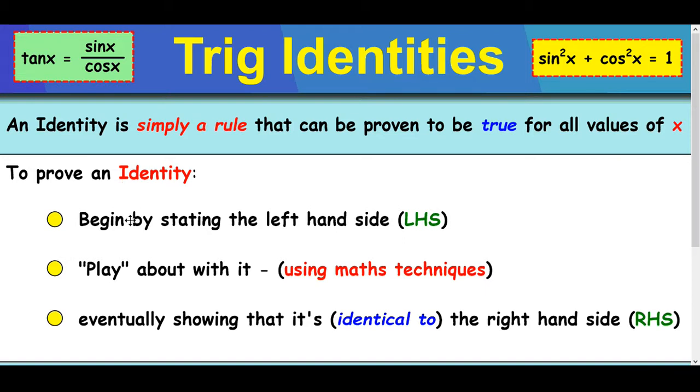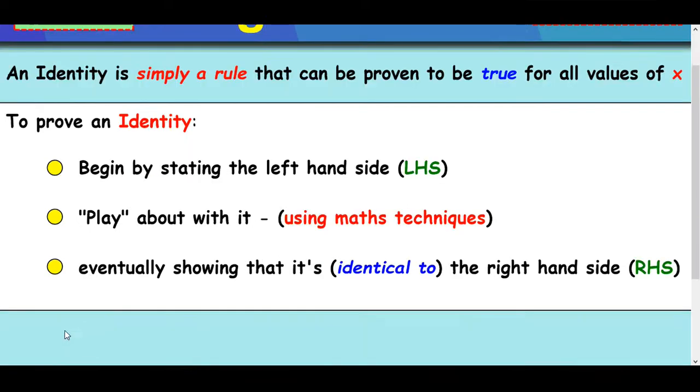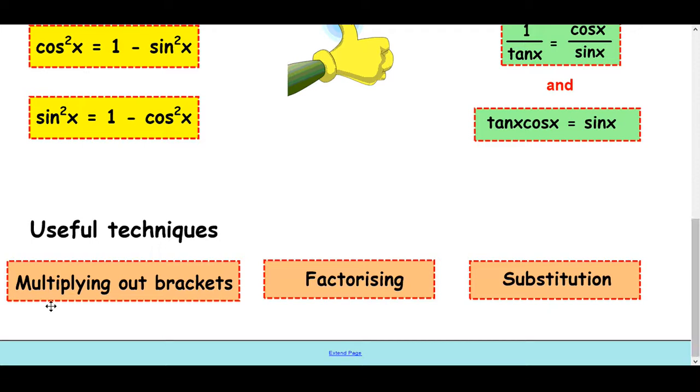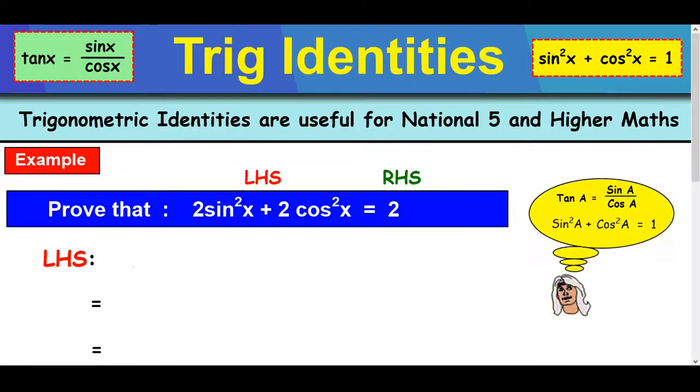Now, to prove an identity, there's a technique that you use. Generally speaking, you start with the left-hand side of the equal sign. You mess about with it and eventually try and show it's equal to the right-hand side. Now, the idea of messing about with it mathematically is usually multiplying out brackets, factorising, substitution. These are the general techniques that we try and use. Right, let's have a go at it then.